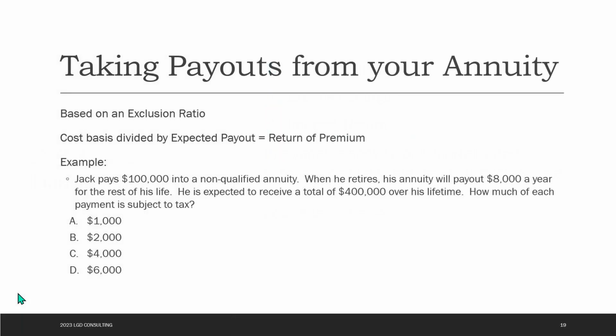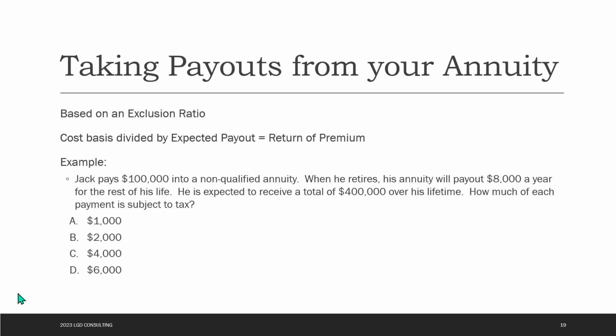So when you take money out of your annuity, the payments will be based on something called an exclusion ratio. You basically take the cost basis, which is your after-tax money that you use to buy the annuity, right? Because it's already been taxed. Anytime you see cost basis, it's money that has already been taxed. So your after-tax money is buying the annuity. And then the tax basis is money that has yet to be taxed.